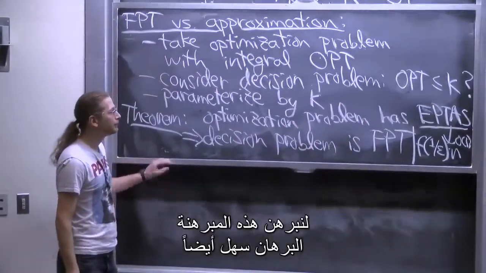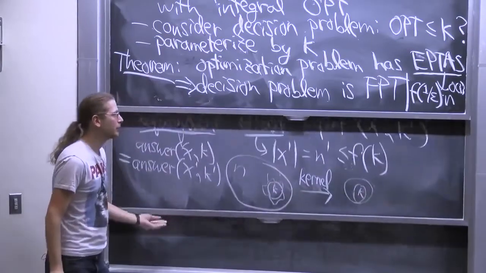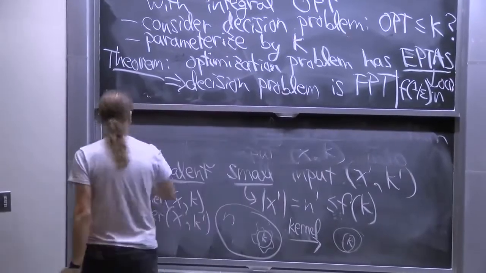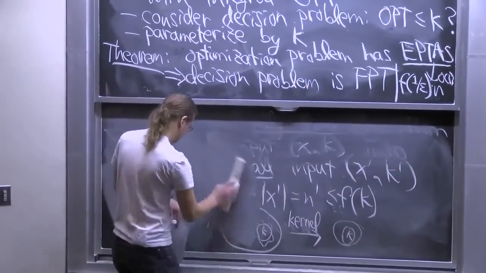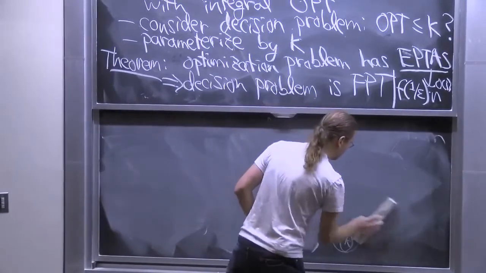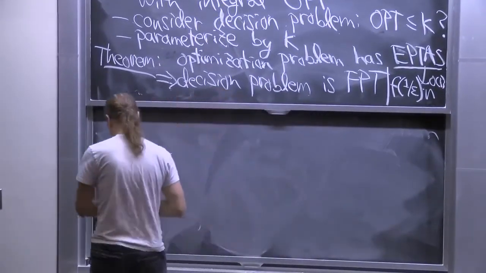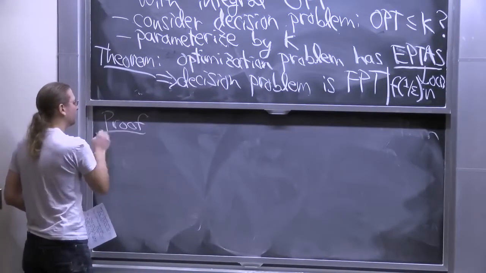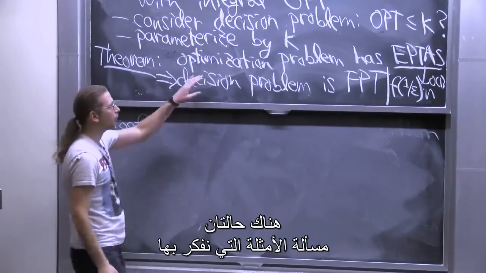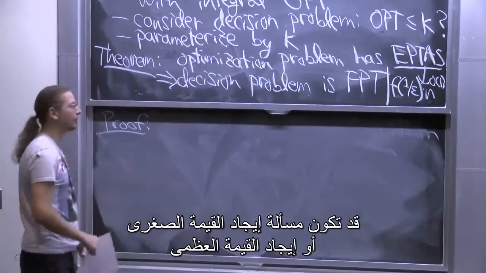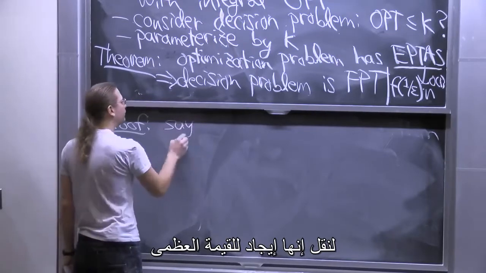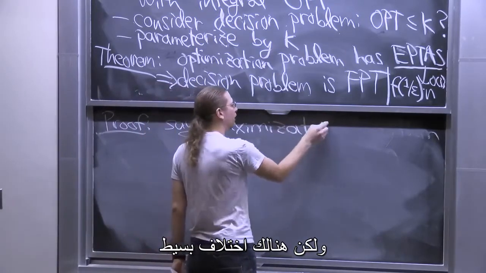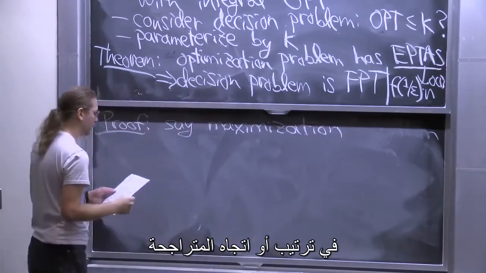Okay, let's prove this theorem. It's, again, really easy, but a nice connection between these two worlds. So there are two cases. The optimization problem we're thinking about could be a minimization or maximization problem. Let's say it's maximization, just to be concrete. It won't make too much difference, but it will make a tiny difference in the order of, or the inequality directions.